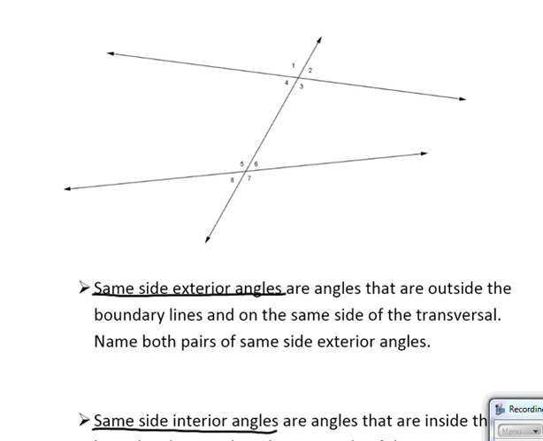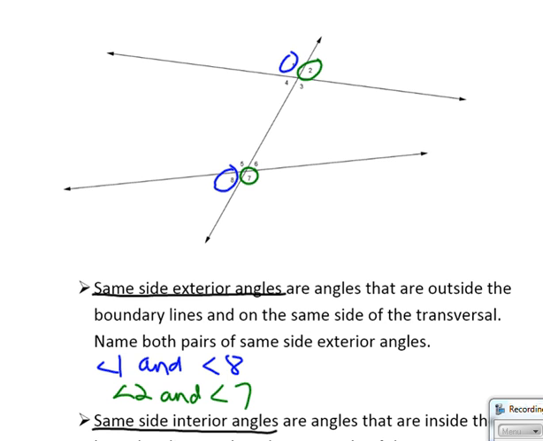The next type of angle is a same-side exterior angle. These are angles that again stay outside the boundary lines because they're exterior angles, but this time they're going to be on the same side of the transversal. So, for example, since angle 1 is an exterior angle, if I stayed on the same side of the transversal and picked up an exterior angle, it would be angle 8. So angle 1 and angle 8 are same side exterior angles. Similarly, angle 2 and angle 7 would also be same side exterior angles.